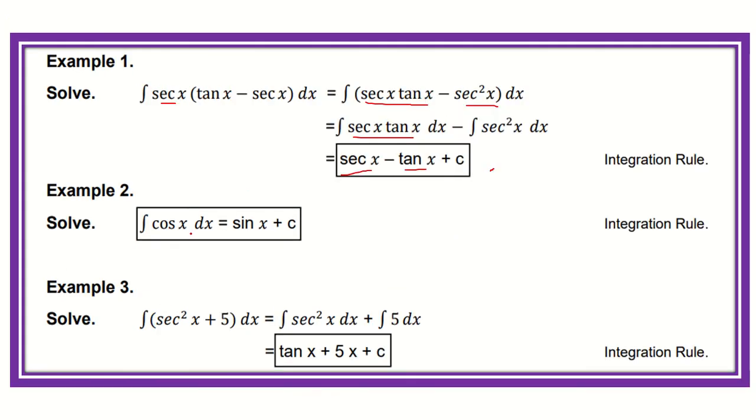Next, cosine x dx, that is sine x. So secant squared x plus 5, we integrate term by term: that is tangent x plus 5x plus c. Okay.